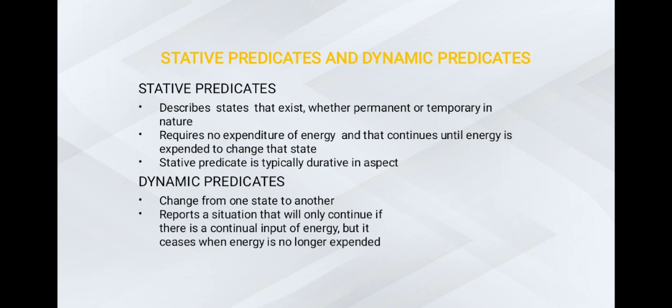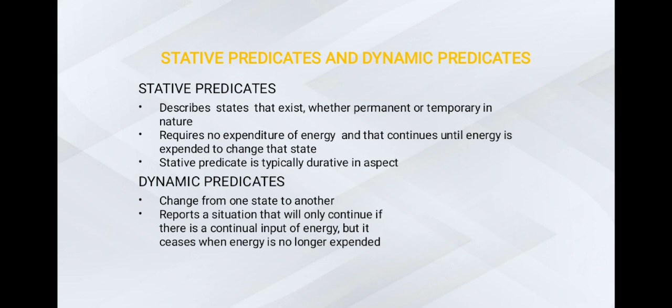Next page is stative predicates and dynamic predicates. Stative predicates describe a state that exists, whether permanent or temporary in nature. It requires no expenditure of energy and is continuous unless energy is expended to change that state. Stative predicates are typically durative in aspect. Examples here are: the children were hungry. Snow lay on the ground.